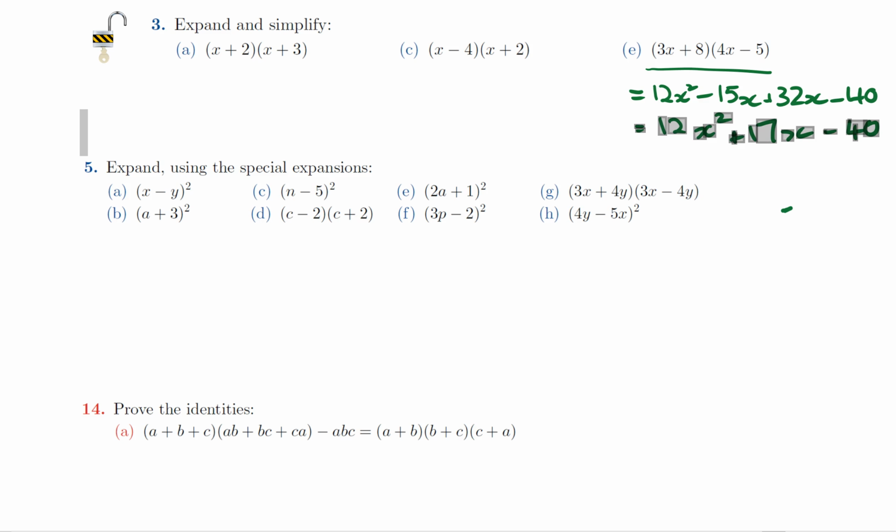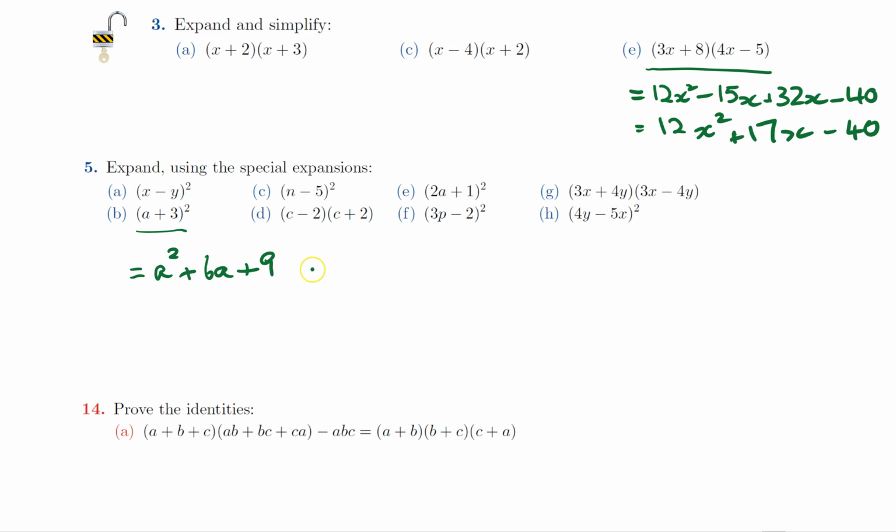Okay. Out of our next lot of questions, I'll just work again a few of these. So if I look at this one here, I've got to recognize that that's something special. So it's the square of the first plus twice the product, so that's twice 3a, so that's 6a, plus the square of the second. So that's one that has to come automatically to me.